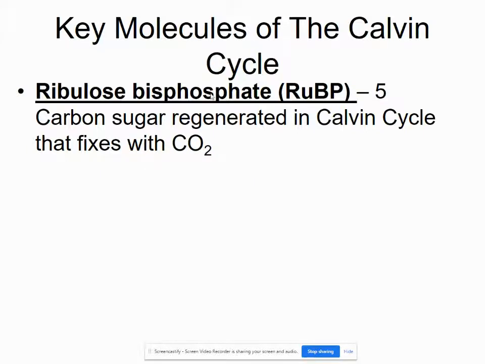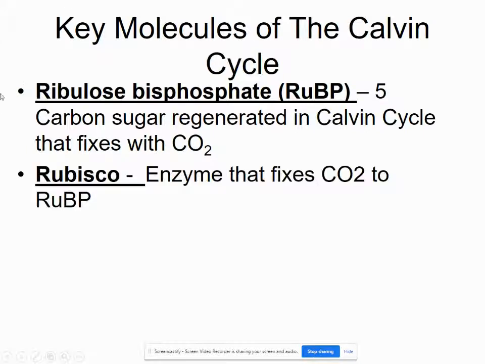Interestingly enough, it is a very non-efficient enzyme, as we'll talk about later. Sometimes it accidentally doesn't fix the carbon dioxide and it just fixes oxygen instead of CO2. So it's really an inefficient enzyme, but it's efficient enough that its genetics have been passed on throughout most algae and plants, and there's not much difference between them. Even though it's not a very efficient enzyme, it's efficient enough to make life work on Earth.